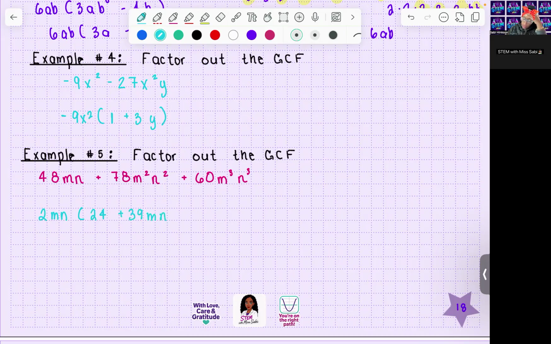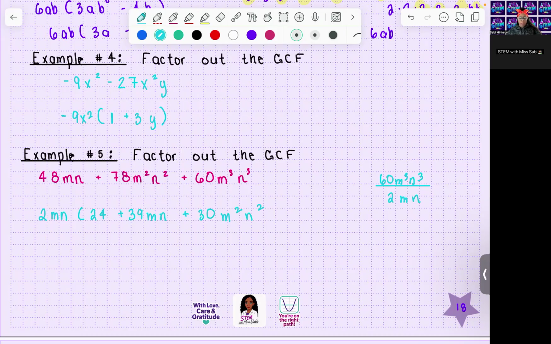And then I have 60m cubed n cubed divided by my GCF, 2mn, so that is 30. Okay, so 30, and what else can we do? So 30, and then m cubed minus m squared is m squared, n cubed minus n is n squared.